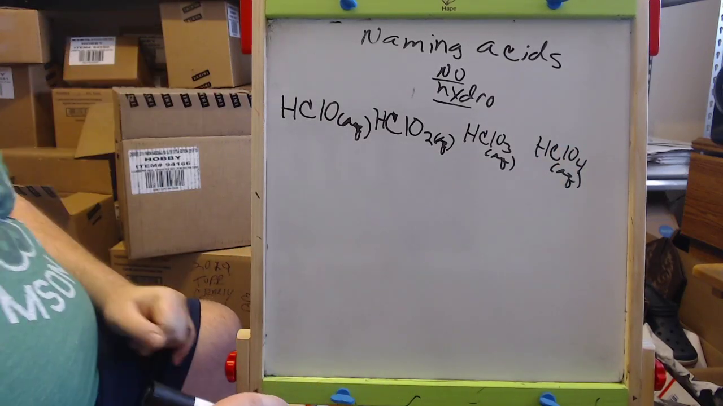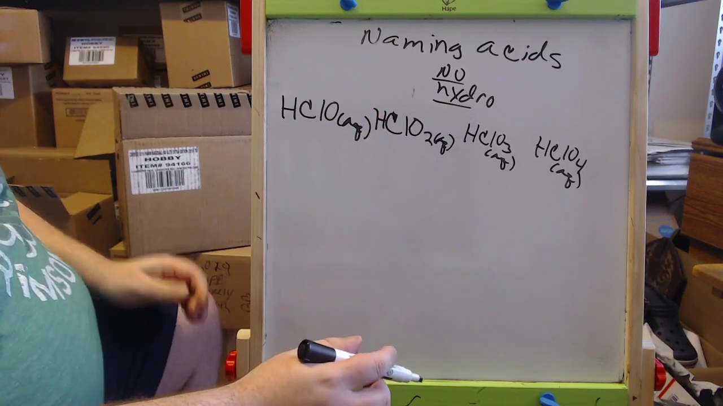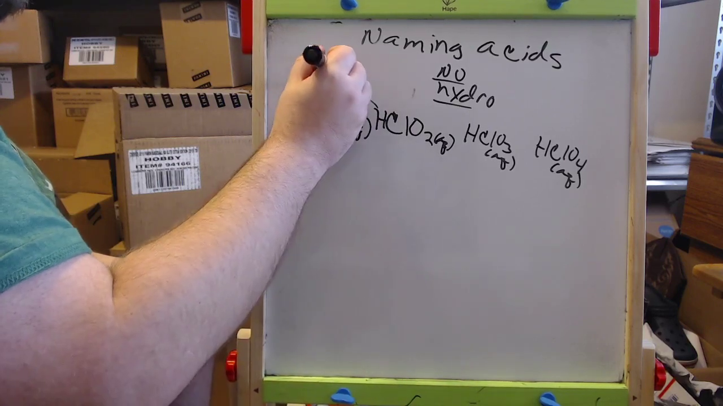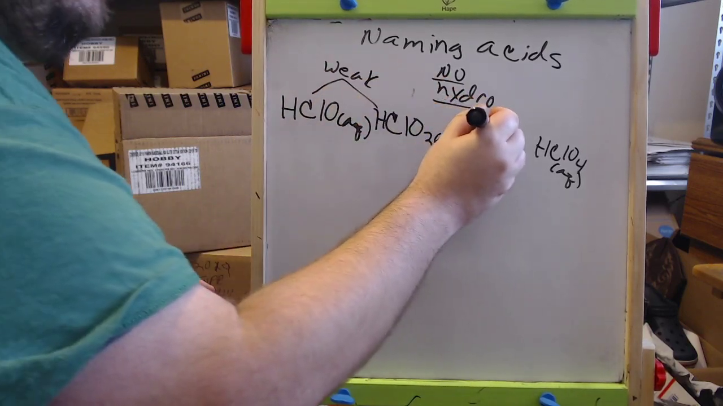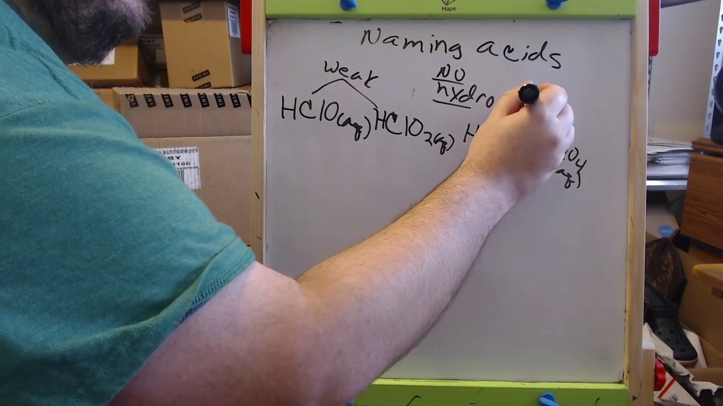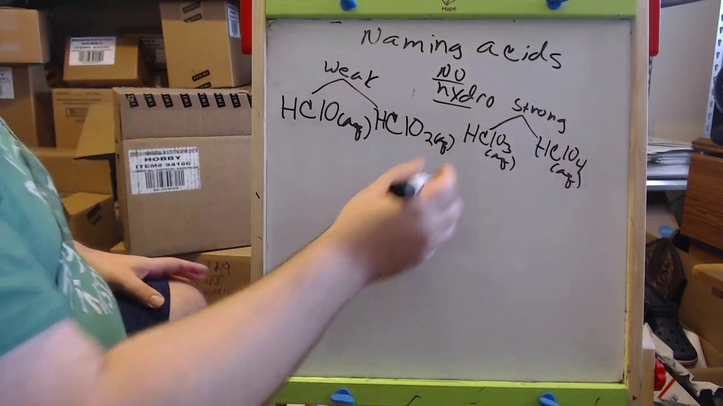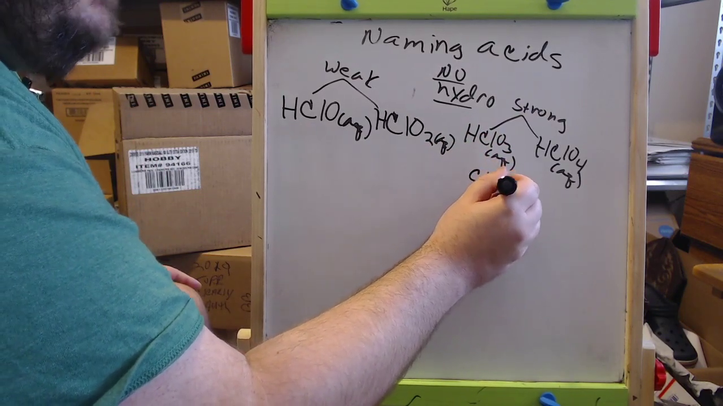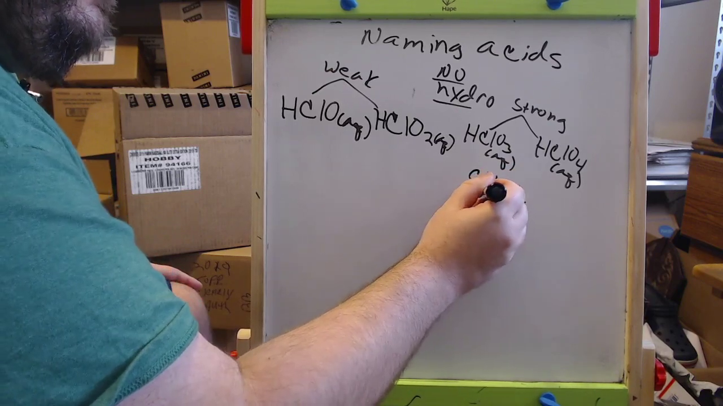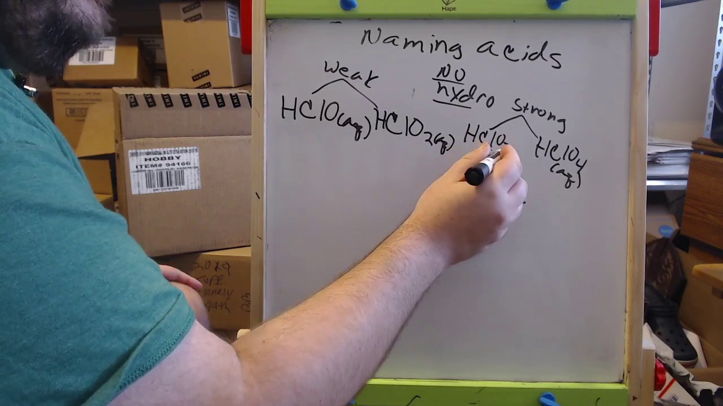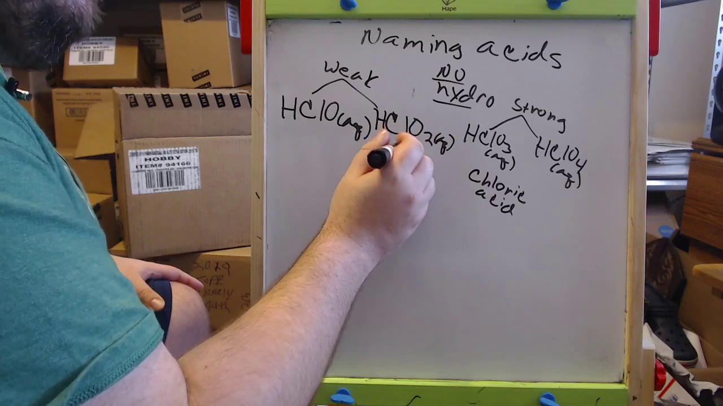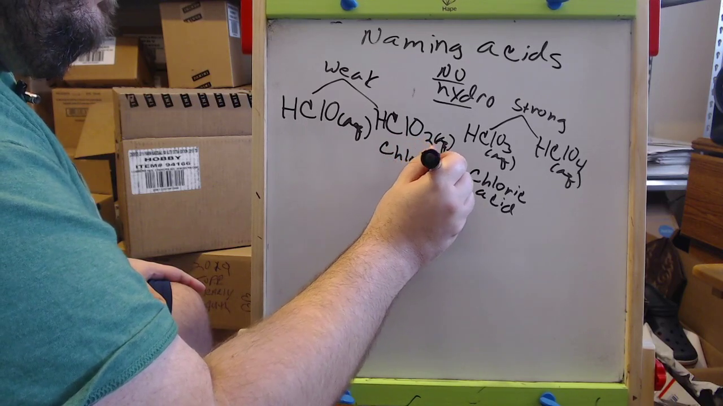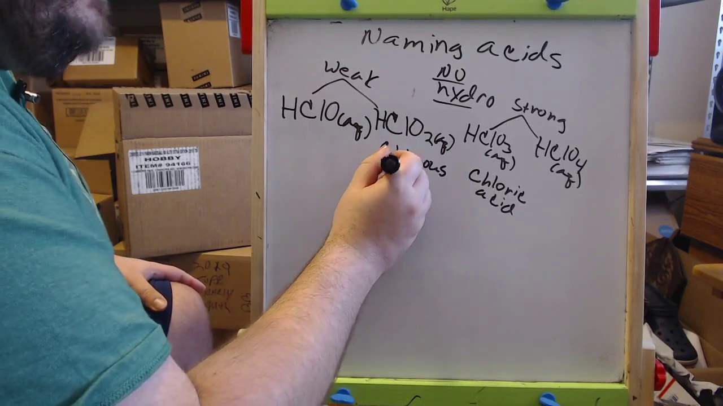So here's four different acids that look very similar to one another. These two down here are weak. These two up here are strong. Naming them, well, this is chlorate, so this is chloric acid. Well, if this is chlorate, one less oxygen, this is chlorite. So chlorous acid.